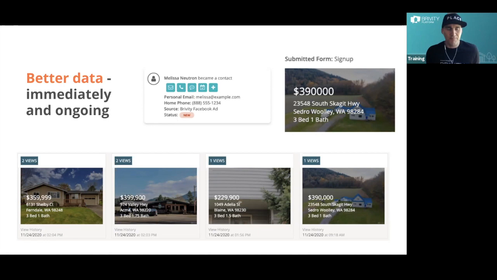I'm going to guess they probably need three bedrooms. They're looking at this wide range in the county that we service here, Whatcom County. So they might not care where in Whatcom County they're going to end up as long as it's under $400,000 and it's got three bedrooms. Right? We've got a much better sense of what's going on with this contact that we're about to reach out to. So it's warmer calls, easier conversions.